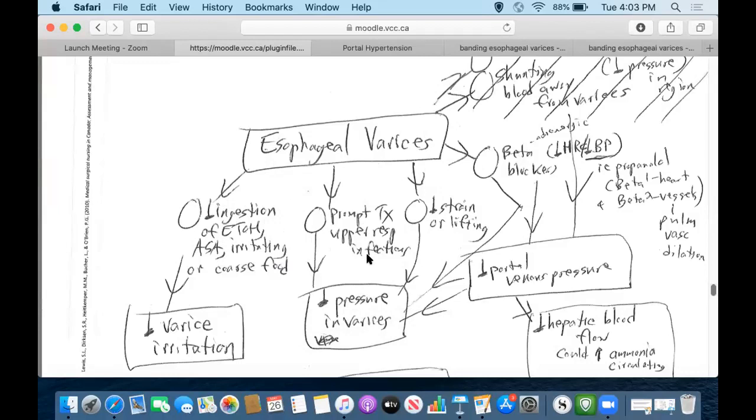You want to treat any kind of coughing or sneezing, to try and decrease pressure in the varices. That's tough to do, but you want to avoid upper airway infections, avoid straining or lifting. Certain beta blockers will actually decrease portal venous pressure.